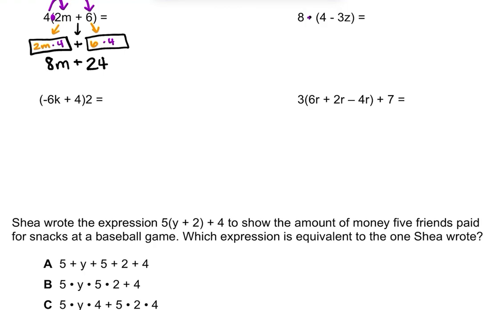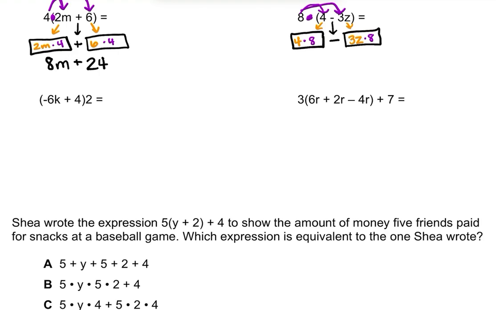This one already has a multiplication symbol, so we're good to go. So we are going to bring down our minus sign. And then I have a box in the front and a box in the back. And just like before, my 4 goes in the front and my 3z goes in the back. And then they both get a times 8. So times 8, times 8.